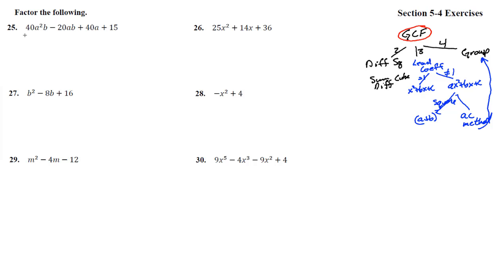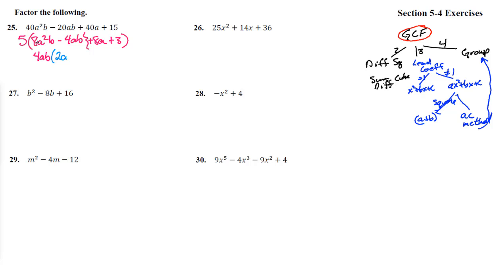Take out anything you possibly can here, which is: is there a 10? Nope, just a 5. 5 comes out of there and we're left with 8a squared b minus 4ab plus 8a plus 3. Now we have 1, 2, 3, 4 terms. So we would slice this in half to see if grouping works, and we'd take out a 4ab. And we'd be left with just an a. Is that right? No, 2a.